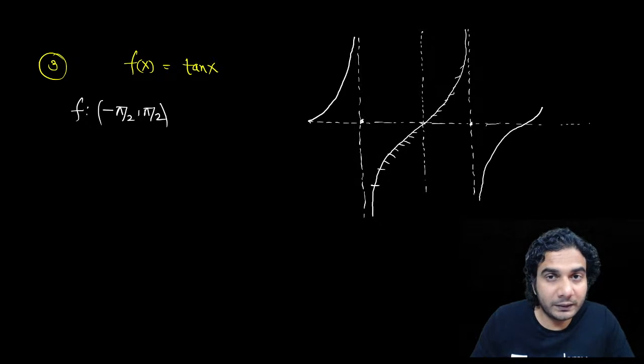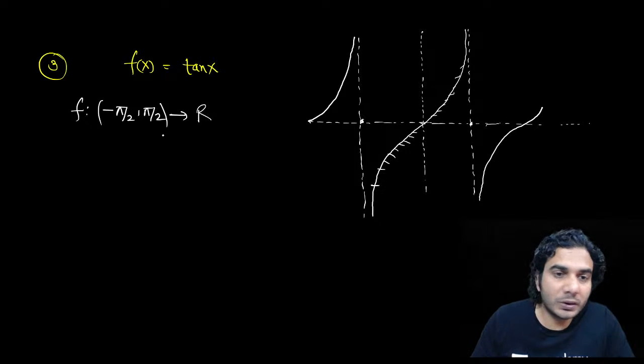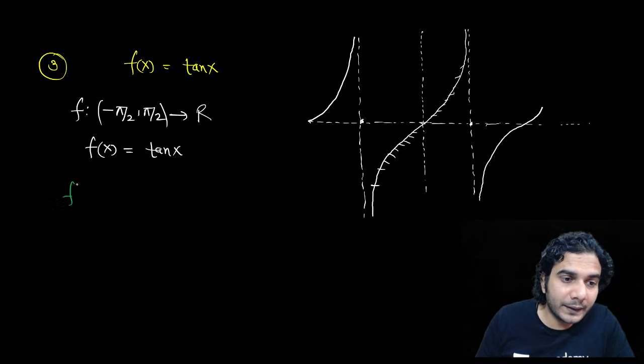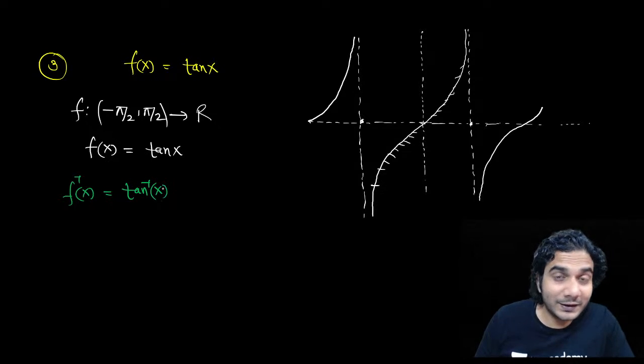I told you that there will be three functions that will have domain in -π/2 to π/2. And the range you can see is R. So the range of tan is R, so you can take the codomain also equal to R. Now your f function is tan x. Now let's define f inverse. So now you can define f inverse x is equal to tan inverse x.